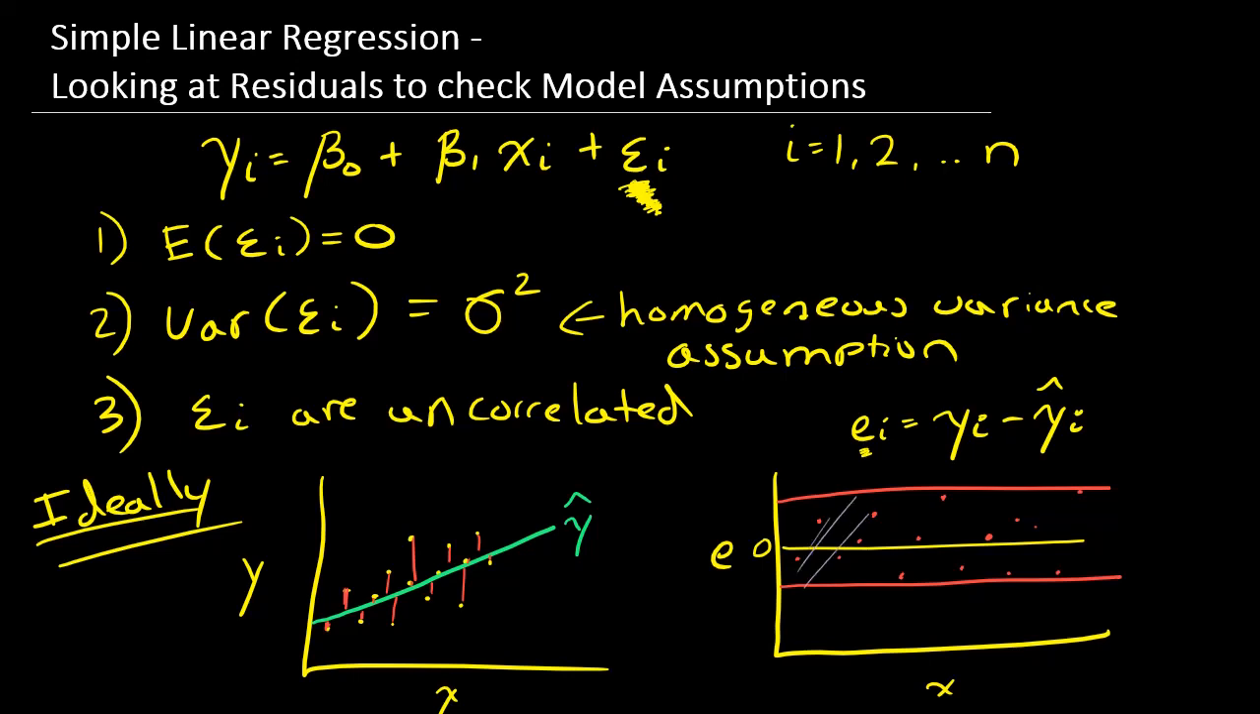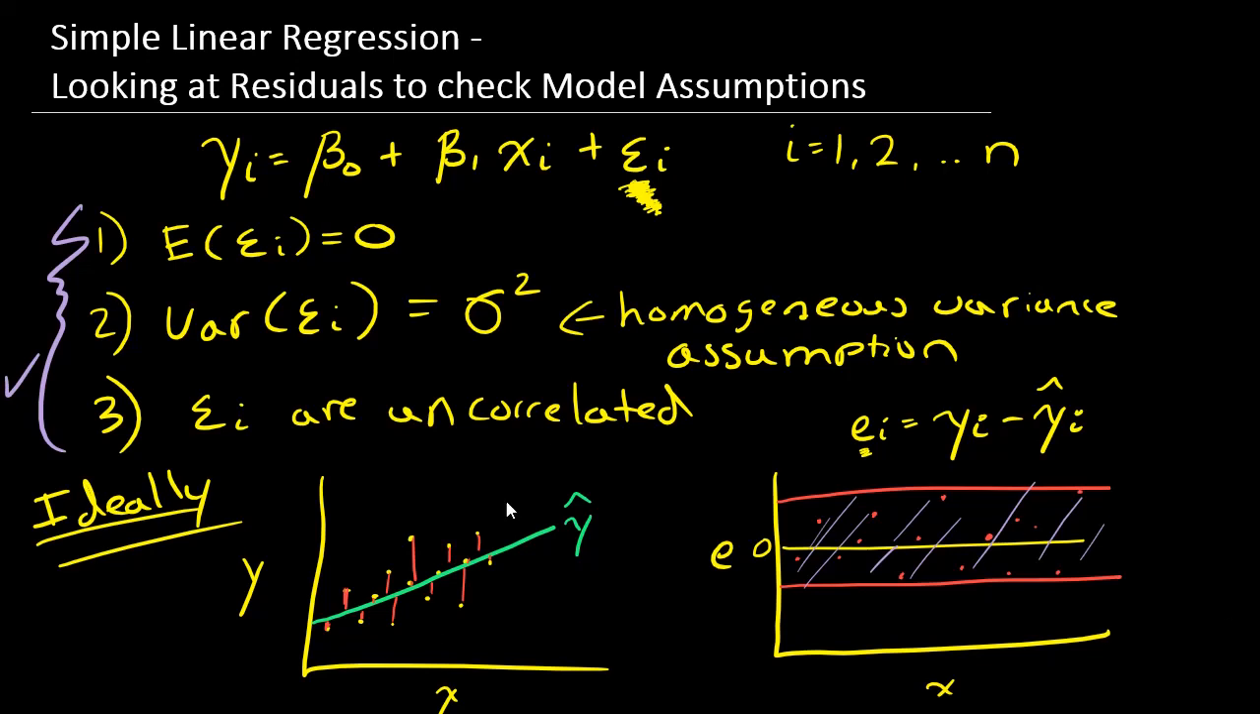In this type of shape, where you have a random scattering above and below 0, this is the ideal situation. That looks great. It looks like these three model assumptions are good to go.